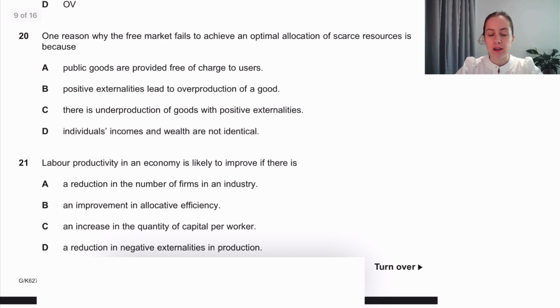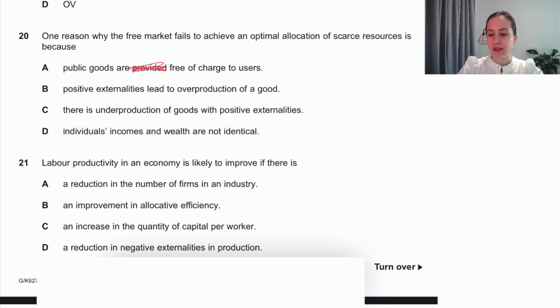One reason why the free market fails to achieve optimum resource allocation is because, I'm looking for an externality, a public good problem, something like this. Public goods are provided free of charge, so they're not provided in a free market. That sounds odd. Positive externalities lead to overproduction.